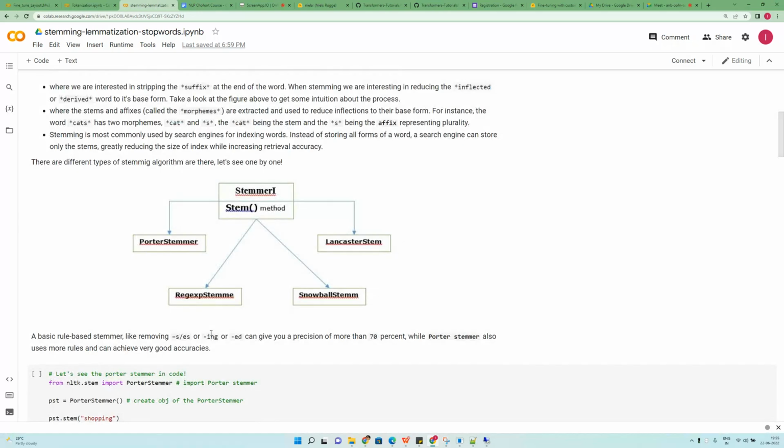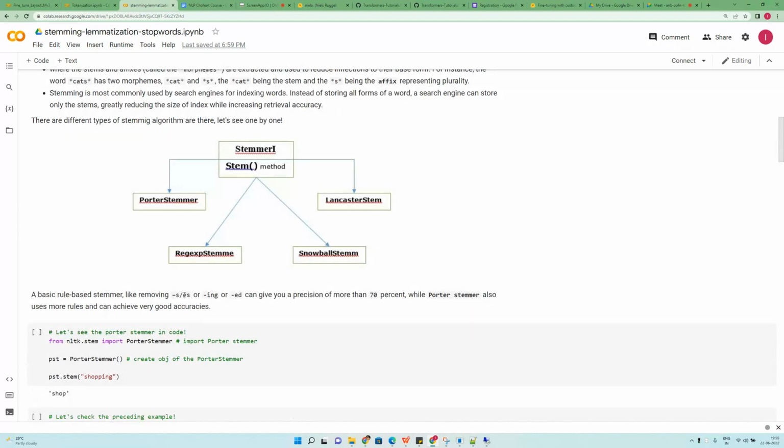So if you want to implement a stemmer method, how do you implement it? You just see if there are any characters occurring at the end of the word, like s, es, ing, ed. You cut those and save the remaining word. That's a basic rule that you can apply as part of a stemming method.